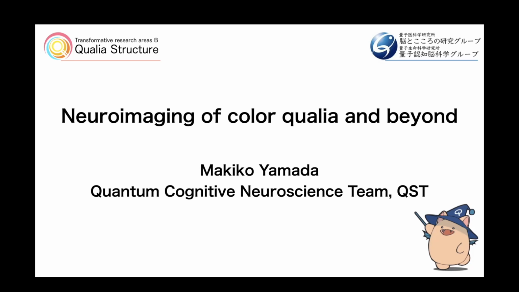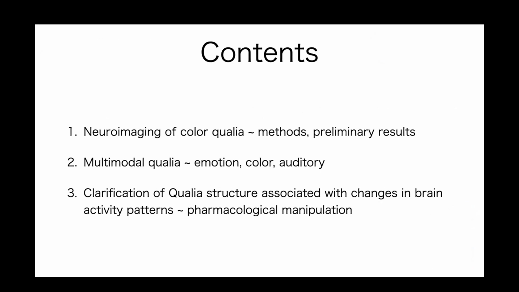Okay, so today I'm going to give 3 topics of talk. First, I'm introducing our neuroimaging study of color Qualia. And then the second, I'm talking a little about multimodal Qualia for the next stage of the Qualia study. And then the third, I will talk a little bit about clarification of Qualia structure associated with changes in brain activity patterns induced by pharmacological manipulation.